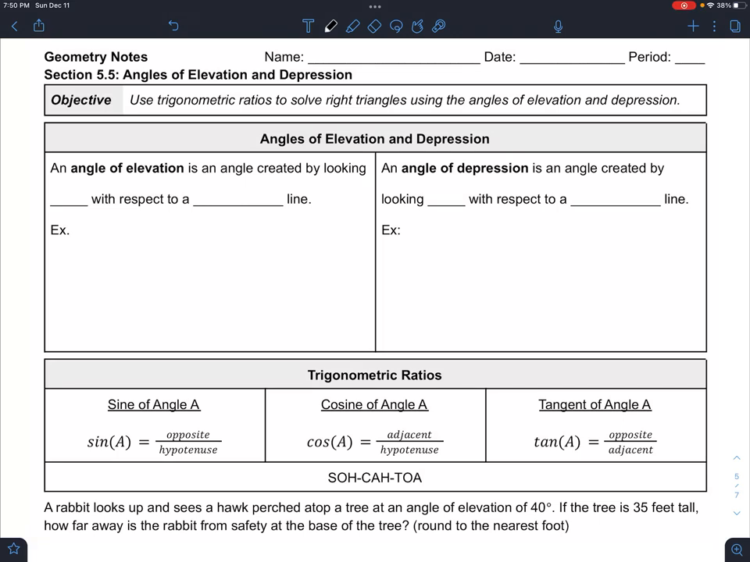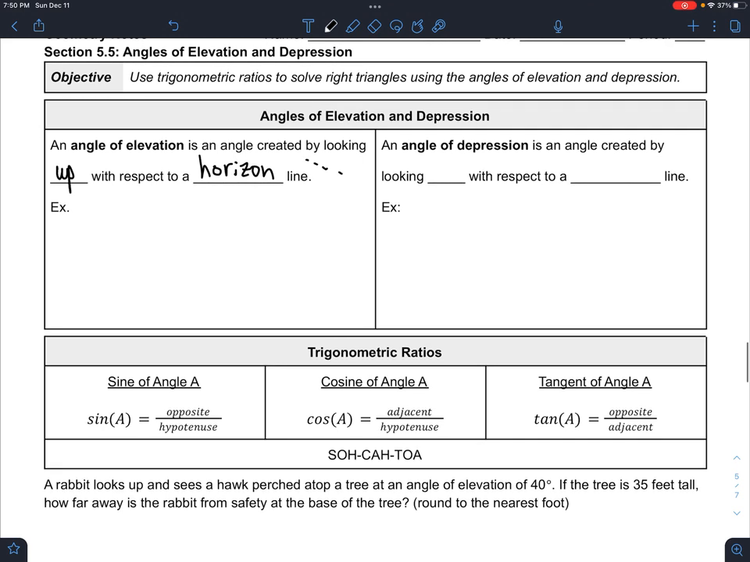Okay, I'm going to talk about angle of elevation and depression questions, which are just an application of finding sides and finding angles of right triangles. All right. So, what is an angle of elevation? Well, it's an angle created by looking up with respect to a horizon line or a horizontal line, and these are always dotted, just to keep our pictures consistent.